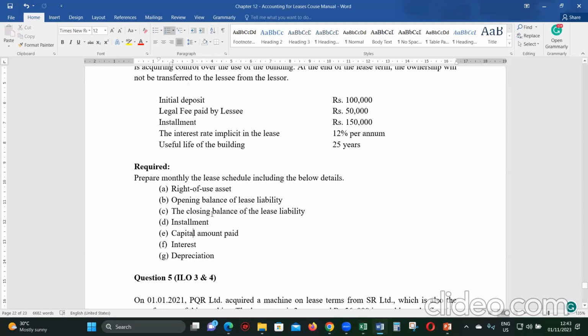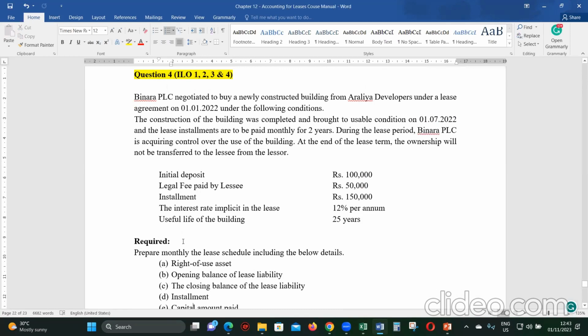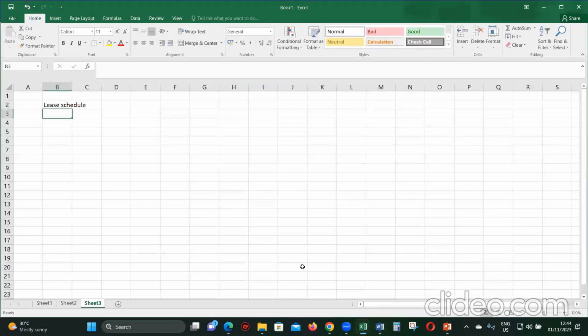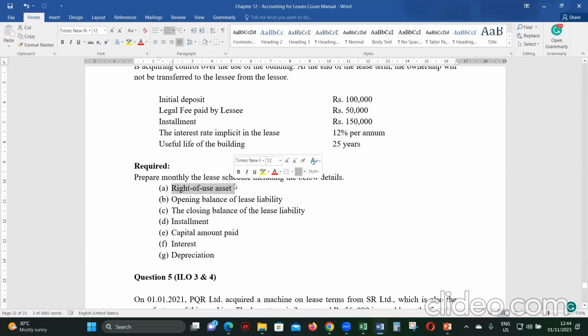Now tell me, before that, it is not given in this question very clearly, but from which side are we preparing the lease schedule? From which side? Lessee's side, right? Lessee's side. Why? It is right of use asset. It is lease liability. Now, do lessors have right of use assets or lease liabilities? No, they have lease receivables, right? But here, right of use asset, lease liability means from which side? Lessee's side. You need to understand that, lessee's side.